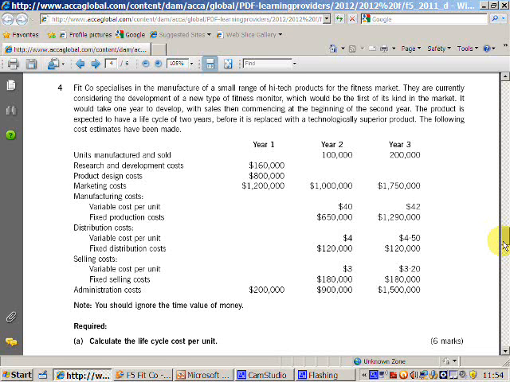So it's a question about a company that specializes in manufacturing of a high-tech product for the fitness market, currently considering the development of a new product for the fitness market, which would be the first of its kind. It would take 1 year to develop, then sales commencing at the beginning of the second year. The product would have an expected life of 2 years from that point before it is replaced with a technologically superior product. The following cost estimates have been provided. So lots of cost information there over the 3 years of the cost cycle.